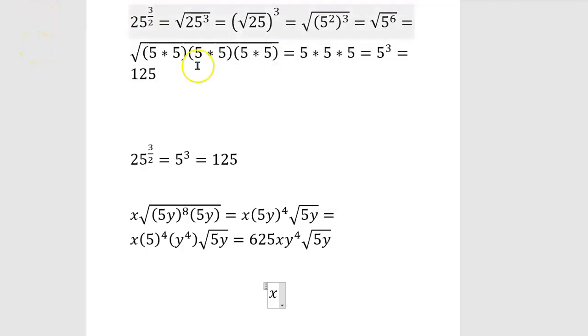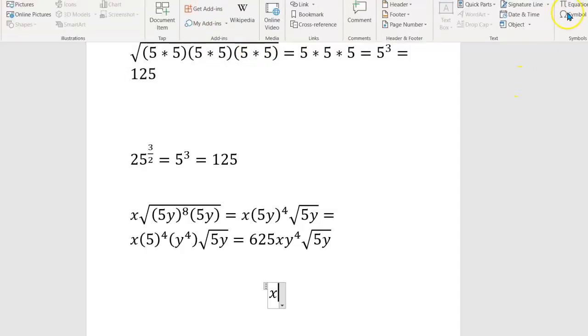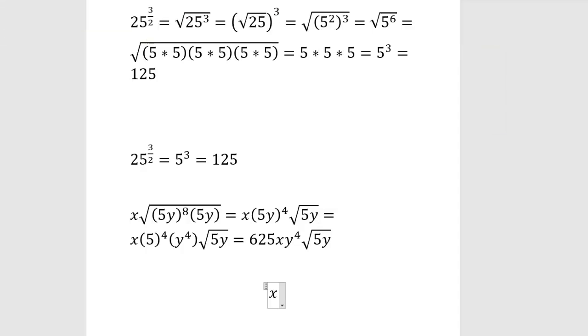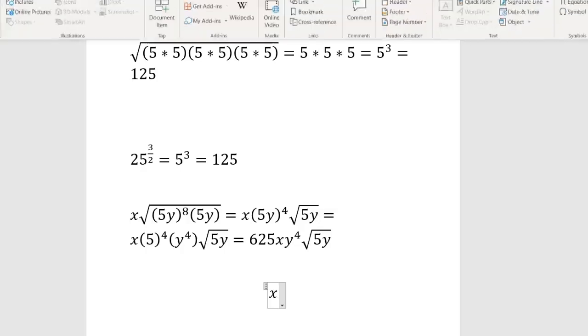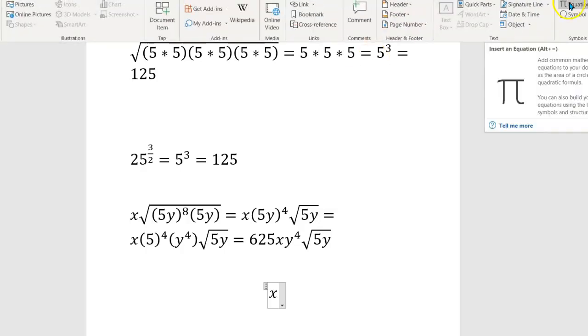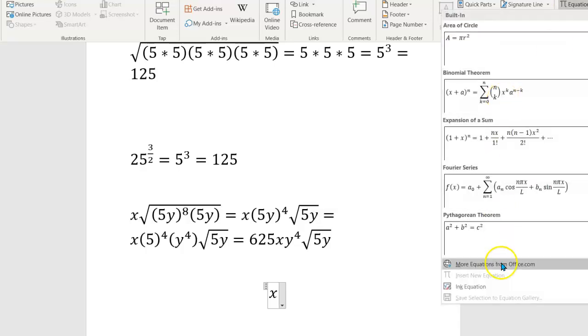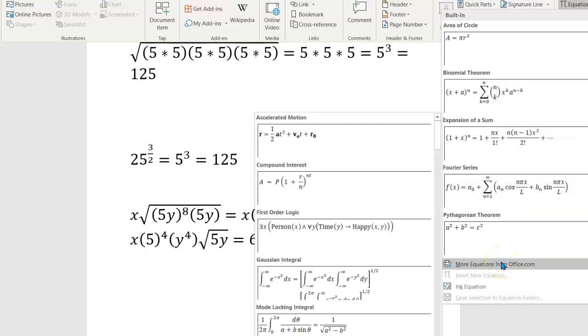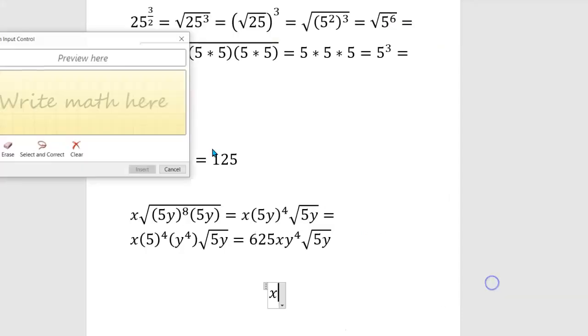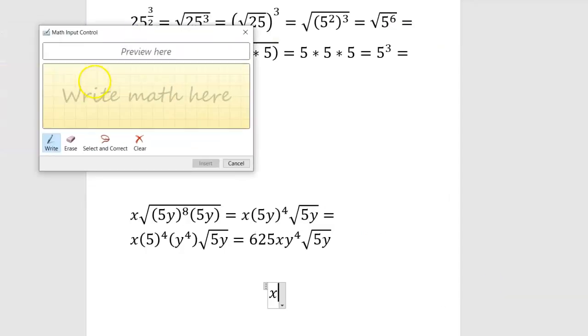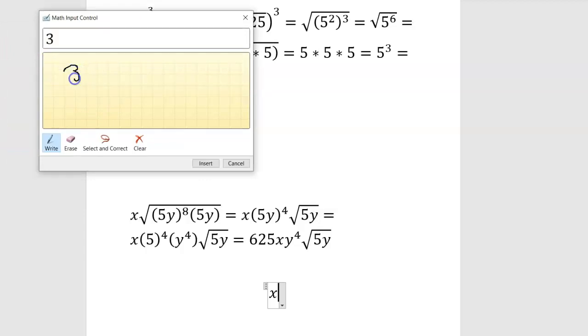I wish I could find my root symbol. That's kind of getting on my nerves. Insert equation. I'm having to go to the draw board every time. Insert equation. Yeah, this ink equation gets on my nerves sometimes, but I'll try not to get all screwy with it. So that's the cube root symbol.